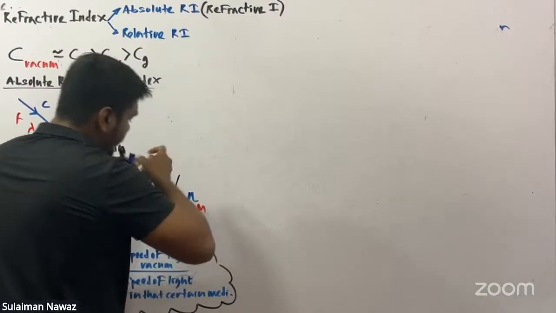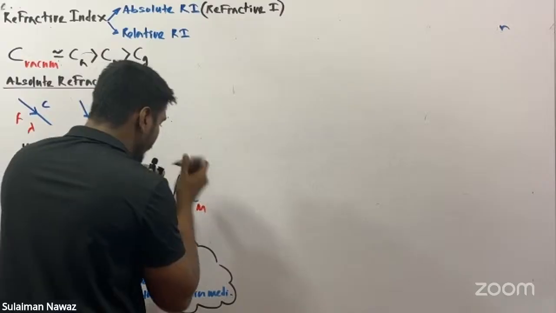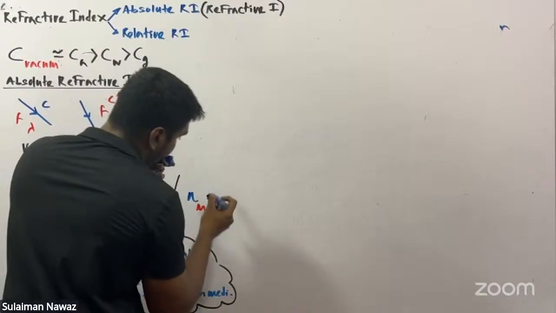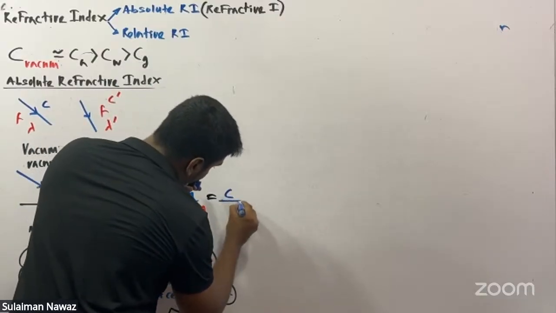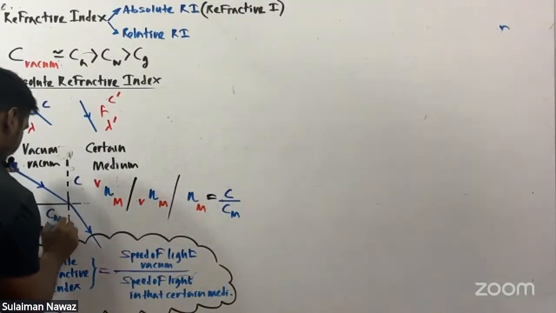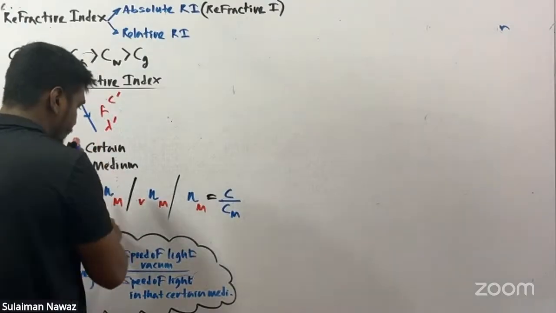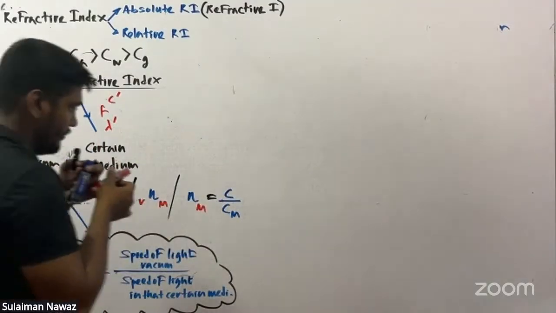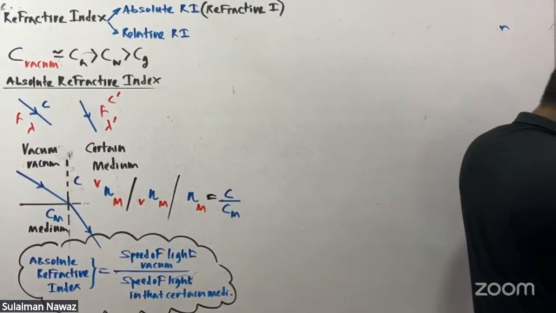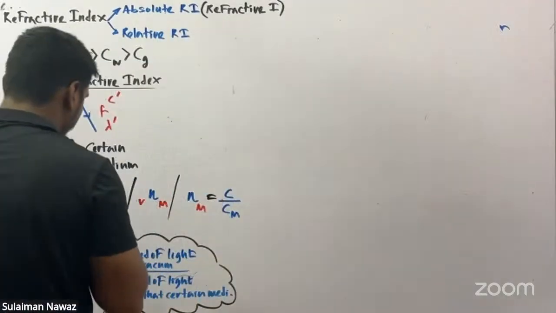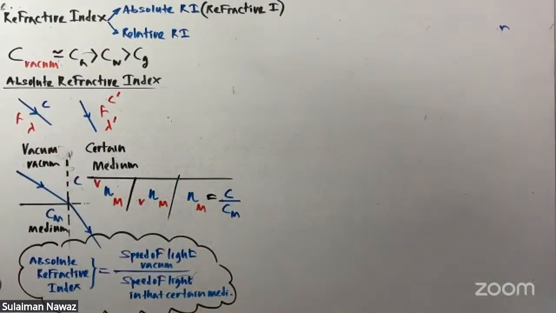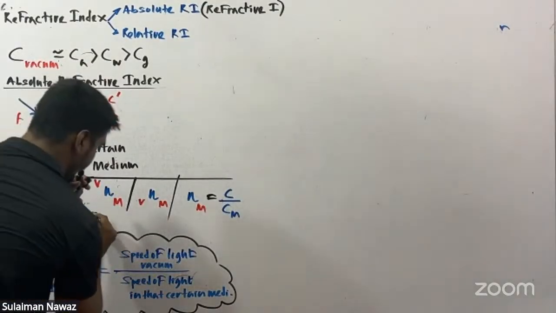This is equal to the speed of light in vacuum over the speed of light in that certain medium, C over CM. This is the important story. You can highlight this entire story. This is important. Nice story. Still, I'm talking about the absolute refractive index relative to vacuum speed.